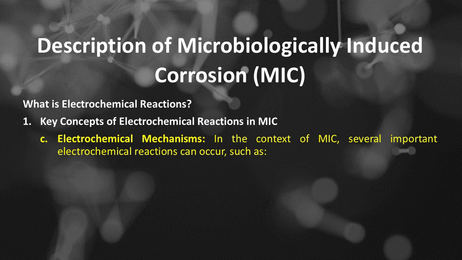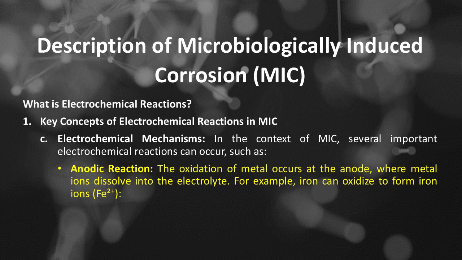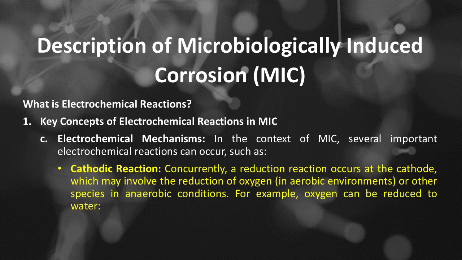Number C, of key concepts of electrochemical reactions in MIC is electrochemical mechanisms. In the context of MIC, several important electrochemical reactions can occur, such as anodic reaction. The oxidation of metal occurs at the anode, where metal ions dissolve into the electrolyte. For example, iron can oxidize to form iron ions, Fe2+. Cathodic reaction.